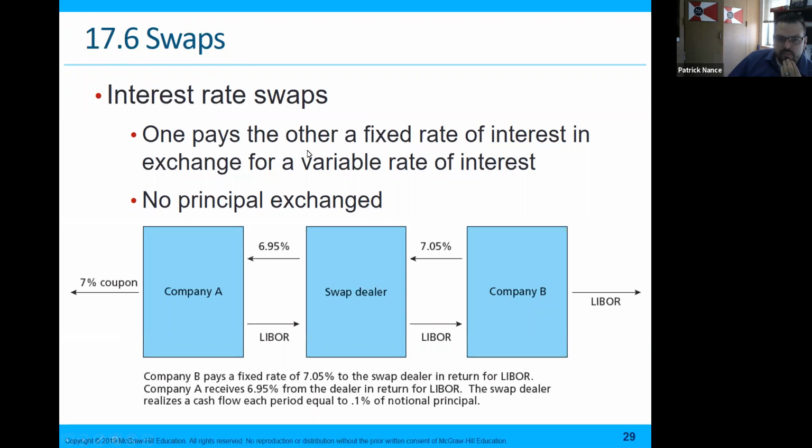Interest rate swap. So one pays the other a fixed rate of interest in exchange for a variable rate of interest. Usually the actual principal itself is not exchanged. And so company B pays a fixed rate of 7.05 to the swap dealer in return for LIBOR, company A pays 6.95 to the dealer in return for LIBOR, and the swap dealer realizes the cash flow in each period of 0.1% of the notional principal.